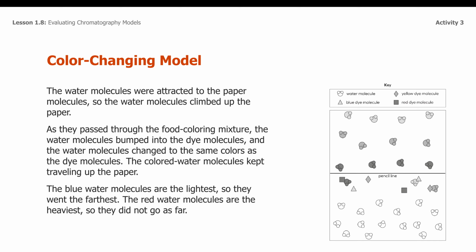The water molecules were attracted to the paper molecules, so the water molecules climbed up the paper. As they passed through the food coloring mixture, the water molecules bumped into the dye molecules, and the water molecules changed to the same colors as the dye molecules. The colored water molecules kept traveling up the paper. The blue water molecules are the lightest, so they went the farthest. The red water molecules are the heaviest, so they did not go as far. Okay, and then we have a picture showing this model on the right.